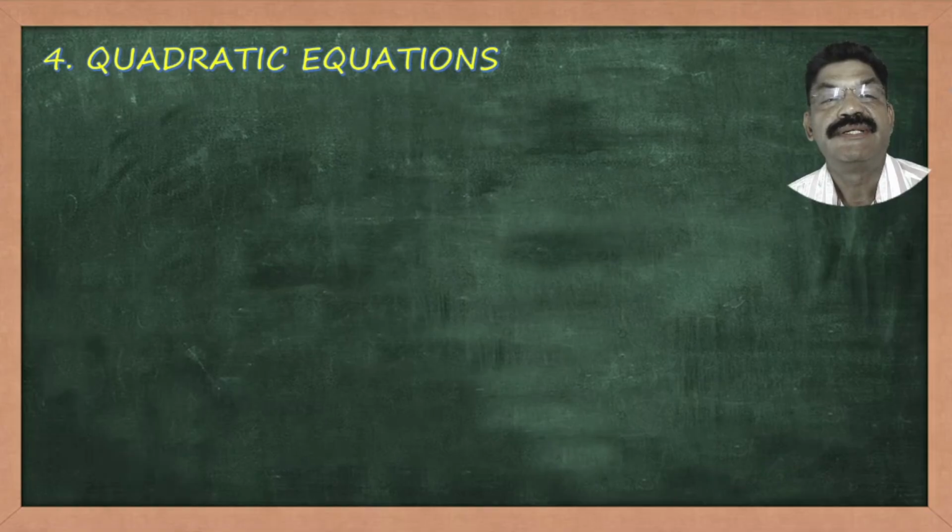Today we are going to see quadratic equations. Already we studied quadratic polynomial. Then what is a quadratic equation? If a quadratic polynomial is equated to 0, then it becomes a quadratic equation.